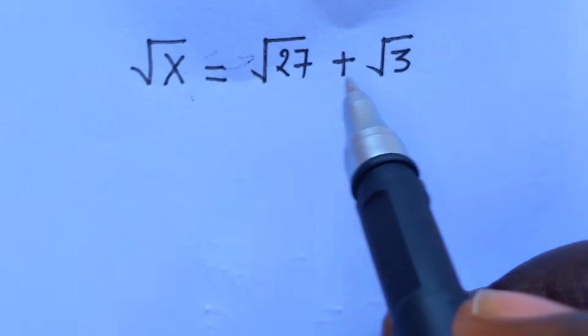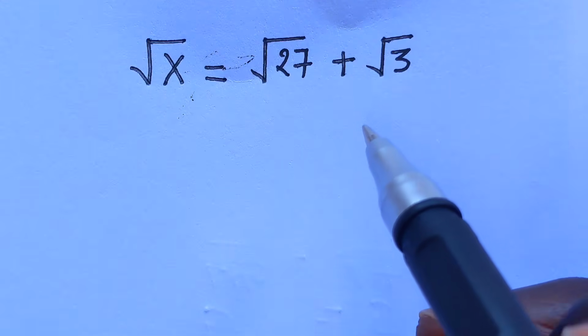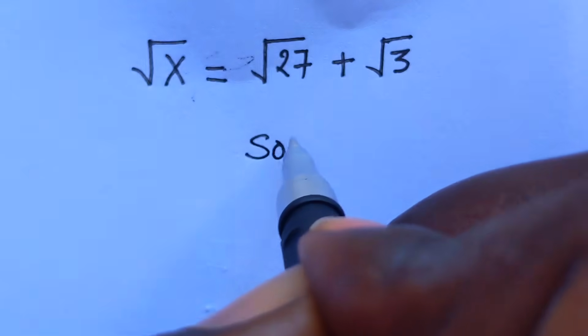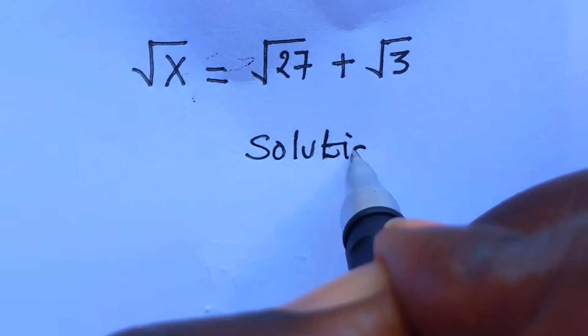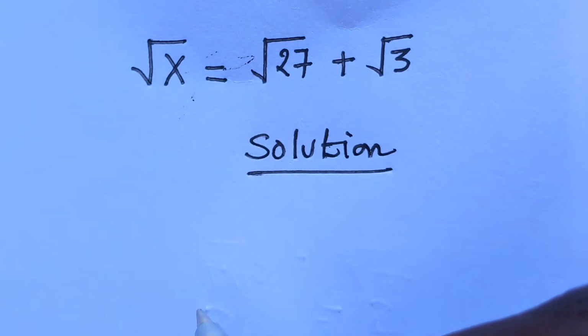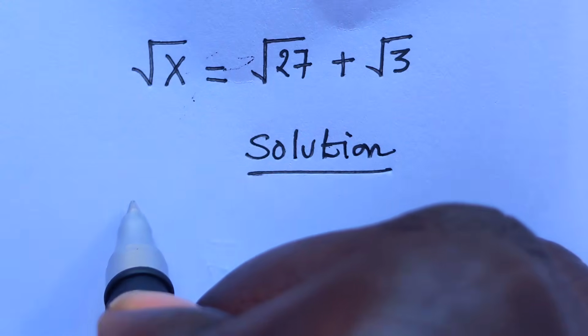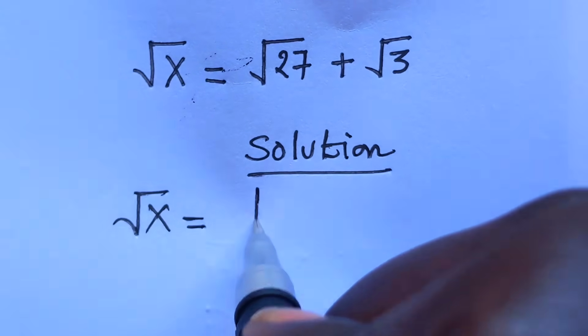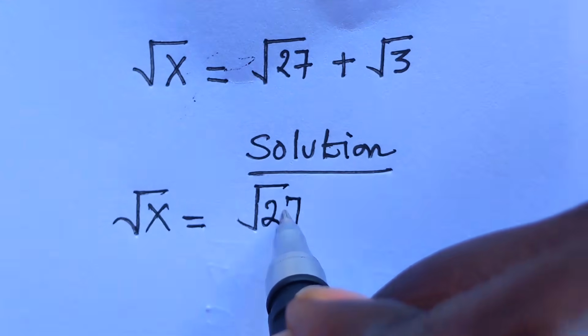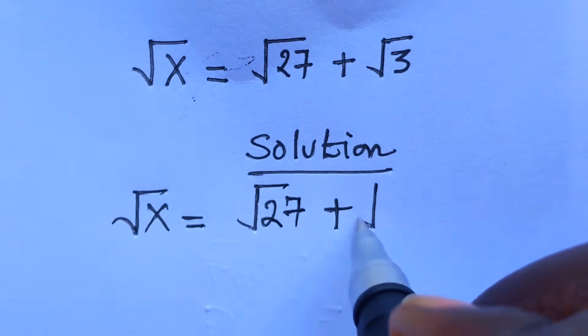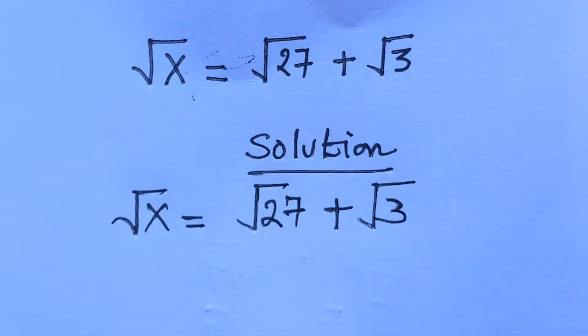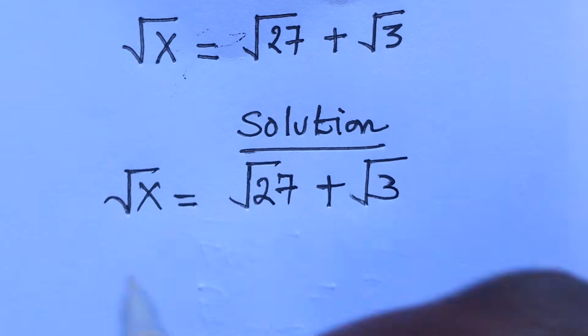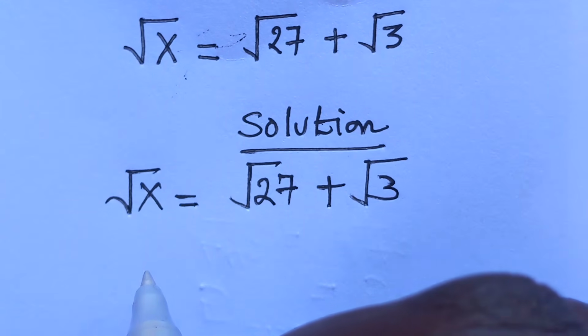The question is: square root of x equals square root of 27 plus square root of 3. Let's provide the solution very quickly. By copy, we have square root of x which equals square root of 27 plus square root of 3, right? So we're going to solve this question step by step.